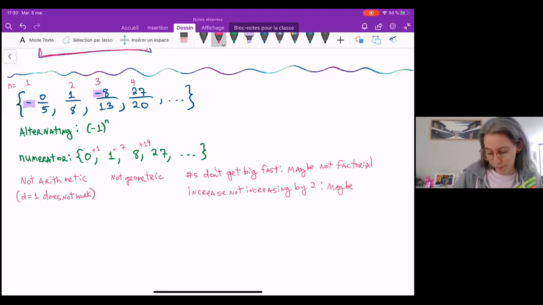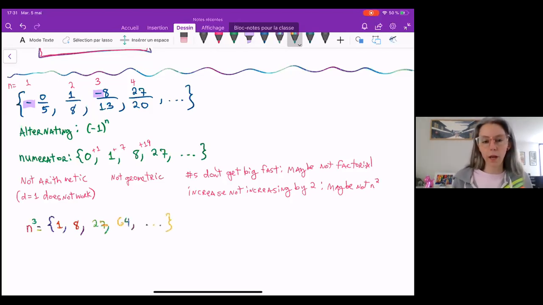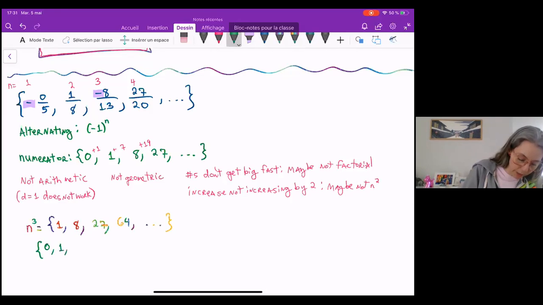Maybe not n squared. So the next thing that we're going to look at is n cubed. And unfortunately, we don't really have a great way of determining whether or not something is n cubed. So we're just going to write down what n cubed would look like. So n cubed is 1 cubed, which is 1, 2 cubed, which is 8, 3 cubed, which is 27, 4 cubed, which is 64, and so on. And hey, guess what? Those numbers are the same numbers from n cubed, except that I have this extra number beforehand.